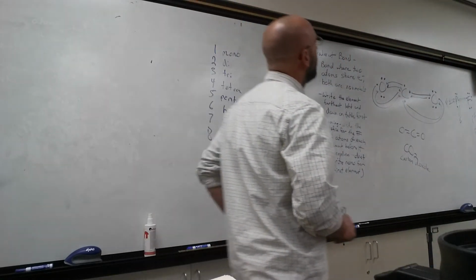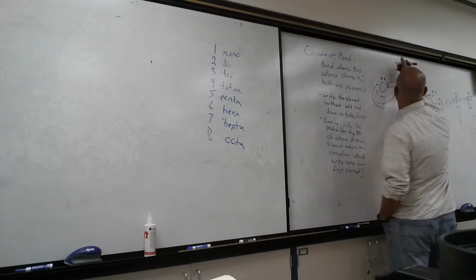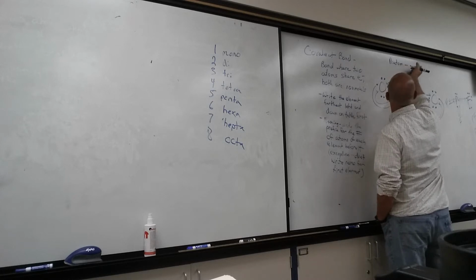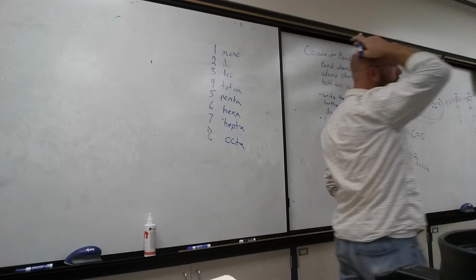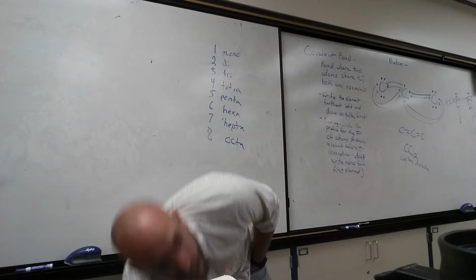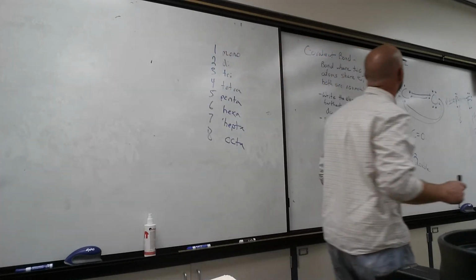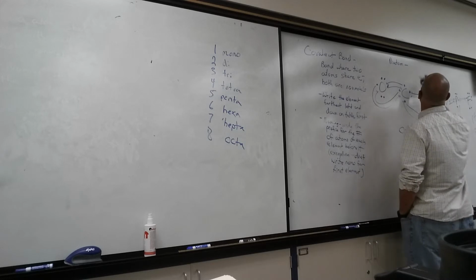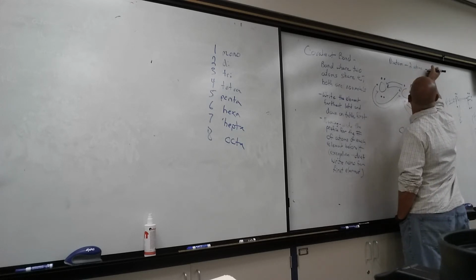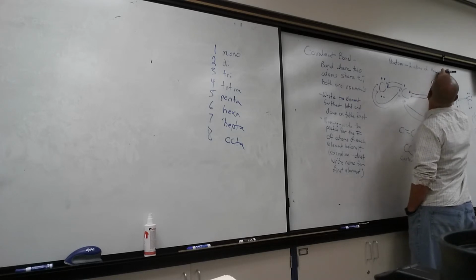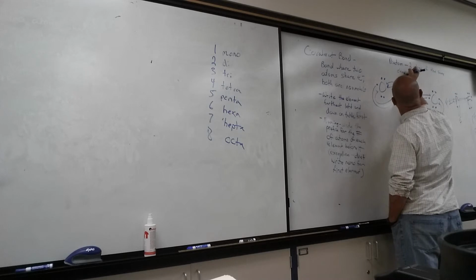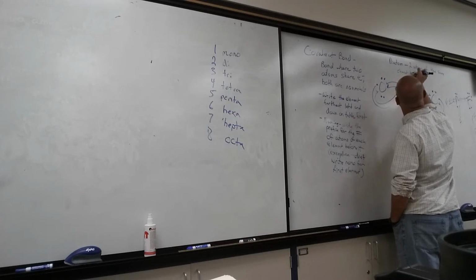I want to add one more definition, your last definition for the unit. Diatom. I just dropped my marker behind me. Hopefully I didn't write all over my shirt. Di means what? 2 atoms, right? 2 atoms of the same element bonded together.